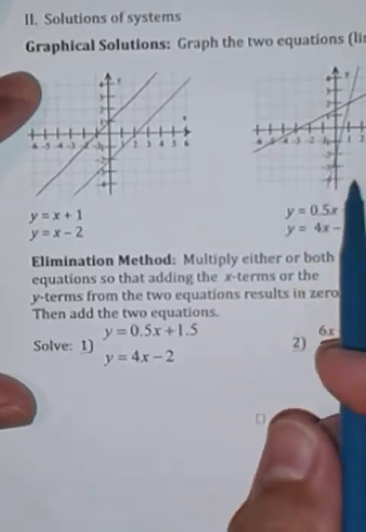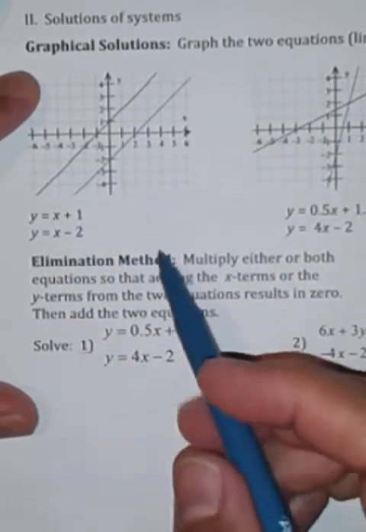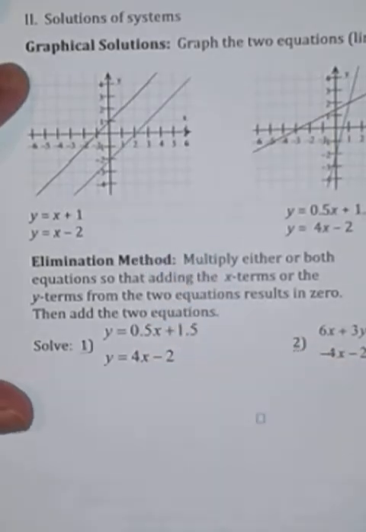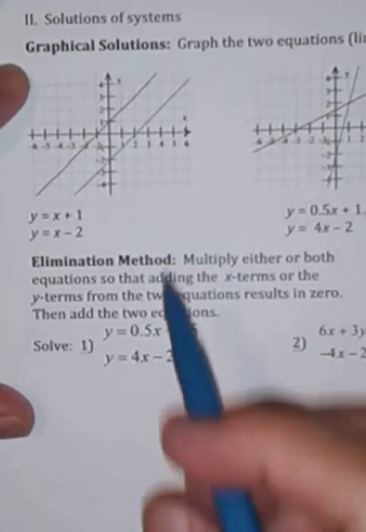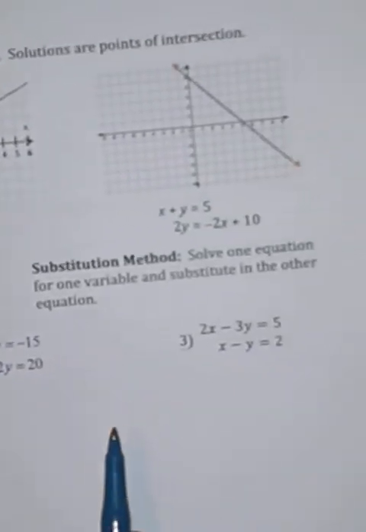One, we can graph the system. Notice each equation is a line, so we're going to have 2 lines graphed. And then we can find the points of intersection, and the points of intersection are your solutions. So here are 3 different possibilities.